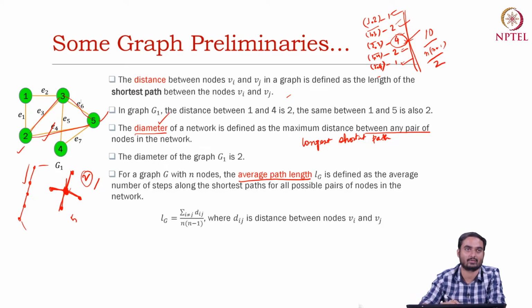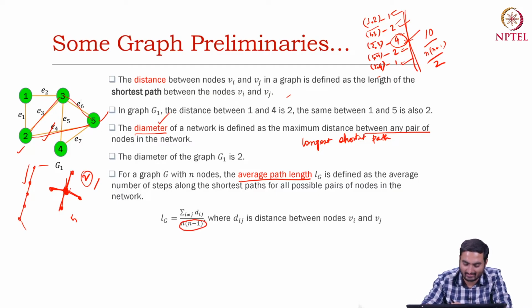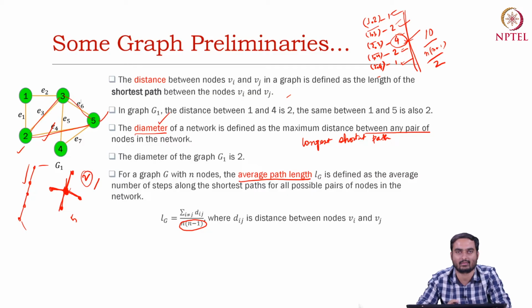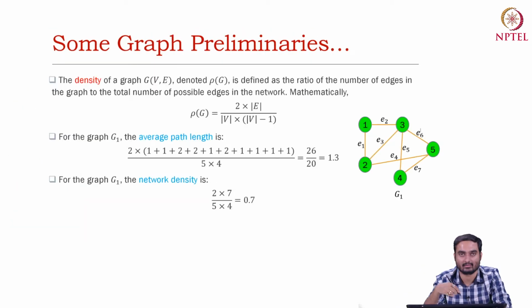What is n into n minus 1 by 2? N into n minus 1 by 2 is the number of possible edges that can be there in a graph, right? N choose 2. So you normalize it by either n into n minus 1 or n into n minus 1 by 2, it doesn't matter. That is the average path length. So the average path length for this network would be lower than a chain, okay? Diameter and average path length, both of them are network centric properties, okay?